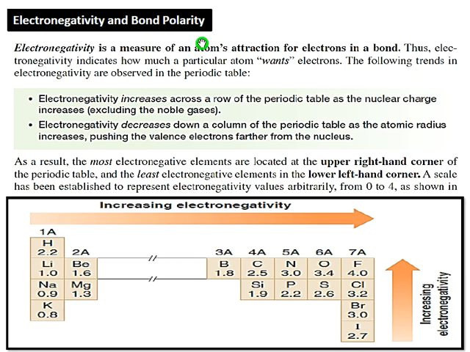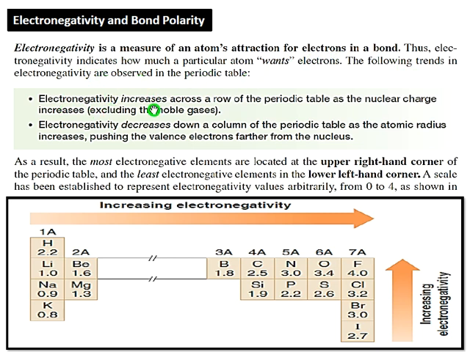Okay, it will be partially negatively charged. For this reason, it will be polar. Okay, and the electronegativity indicates how much a particular atom wants electrons. Again, this is from another point. Okay, and the following trend in the electronegativity is observed in the periodic table.